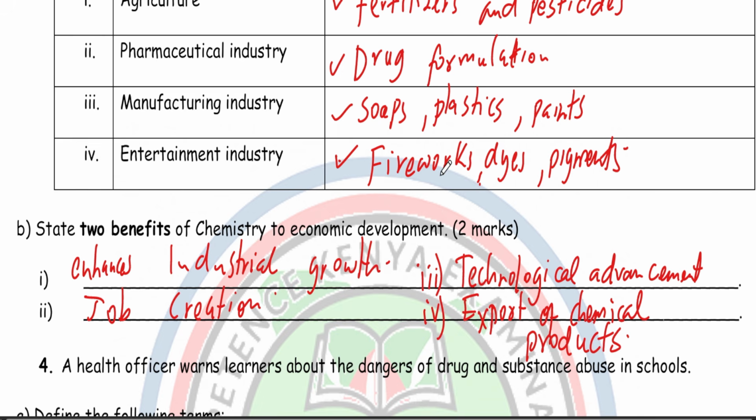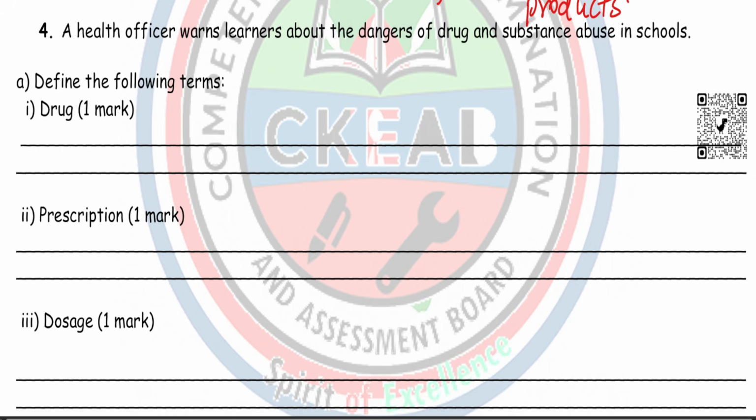Okay, so now let's continue to the other question. Question 4. A health officer warns learners about the dangers of drug and substance abuse in schools. Question A. Define the following terms.